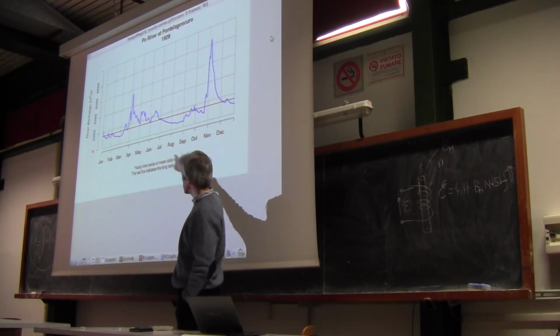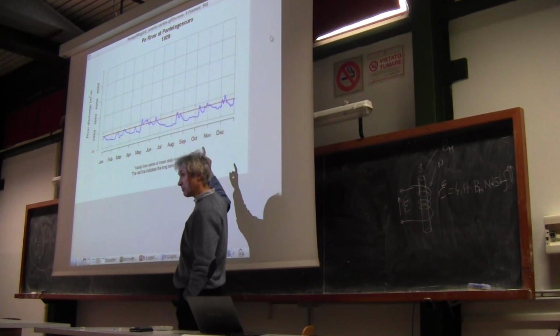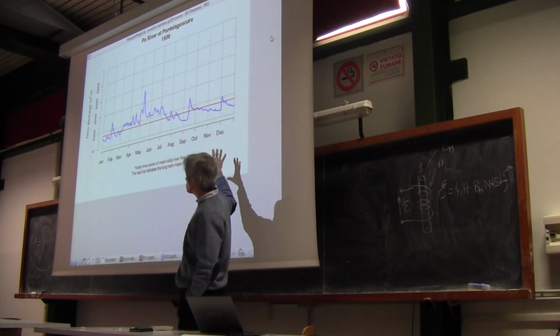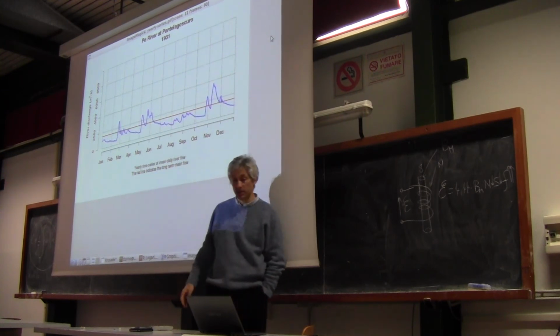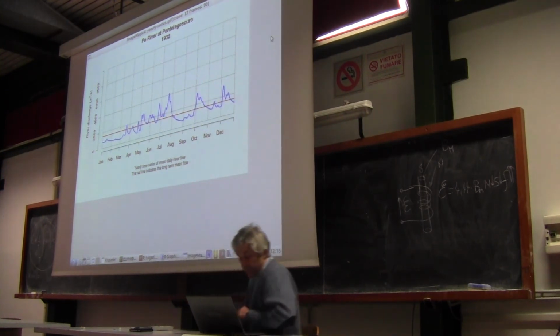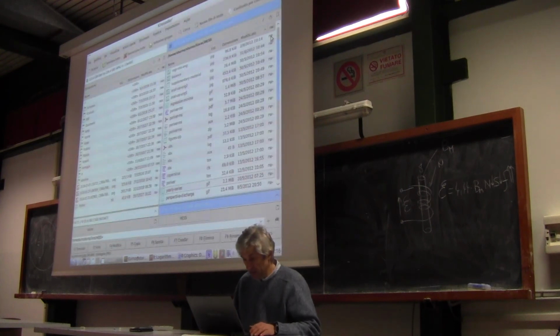And the red line is the overall average or mean. And this allows us to see the progress of the time series year by year. This is one example. Another example is this one.